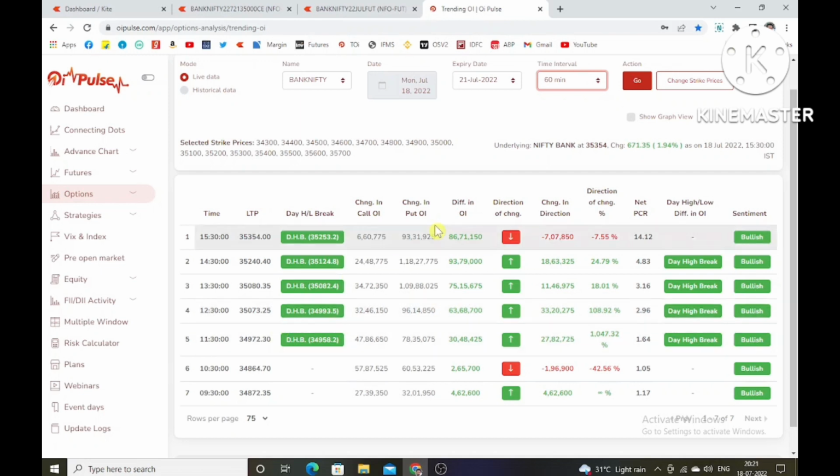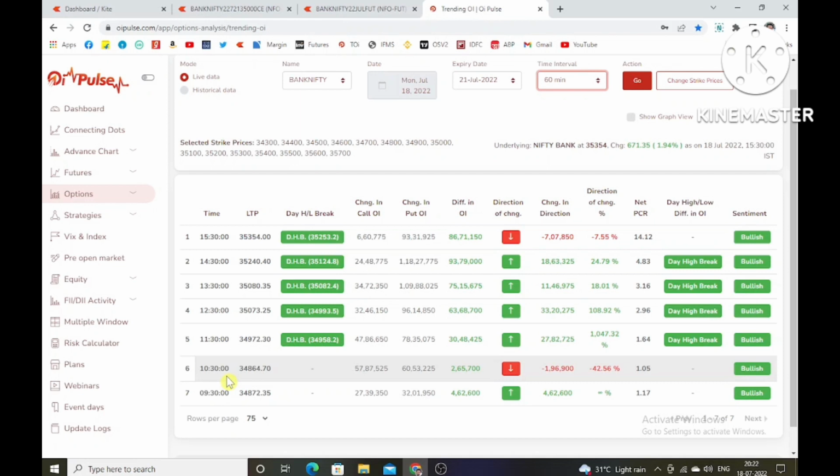Okay. So here you can see the data of change in call OI and change in put OI. Change in call OI means writers are selling call options aggressively, and change in put OI means option writers are selling the put options more and more aggressively. So when change in call OI is increasing, market sentiment is bearish, and when change in put OI is increasing, market sentiment is bullish.